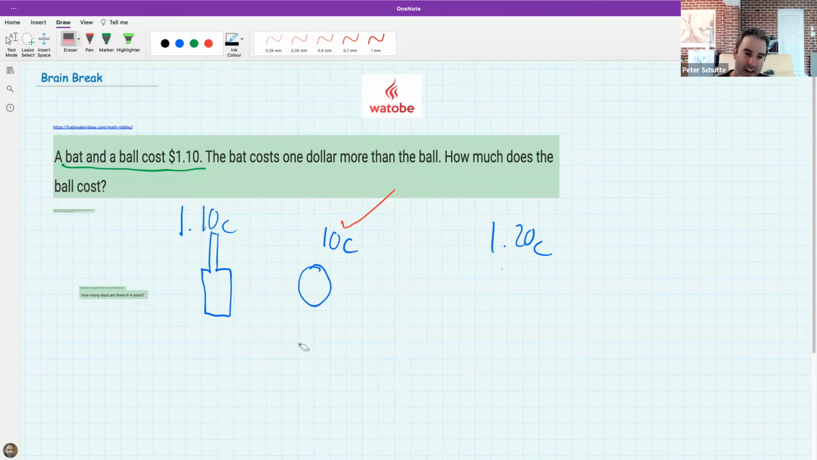So zero. If it was free, or 0 cents, the ball, this is going to be $1 more, or R1 more. So this would be R1, and then together you'd have R1 in total. So it's somewhere between 0 and 10. It's too much if I make it 10 cents, and it's too little if I make it 0 cents.